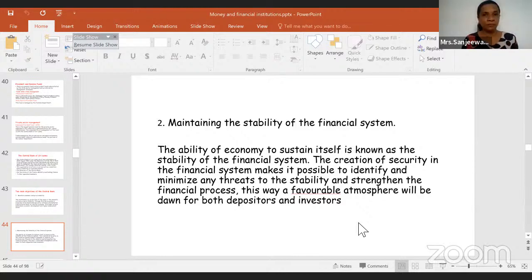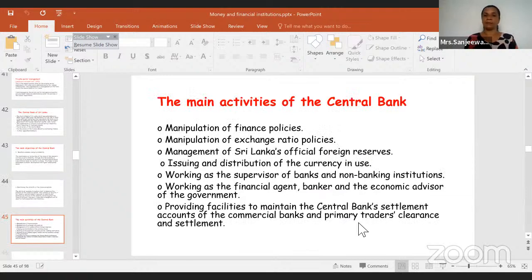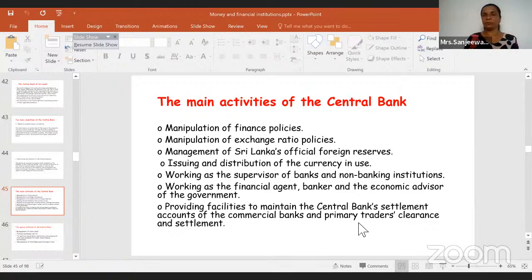Those are the main objectives, and there are also main activities of the Central Bank. Don't mix them: main objectives are separate, activities are separate. What are the activities of the Central Bank? Formulating financial policies and exchange rate policies. They manage Sri Lanka's official foreign reserves. They issue and distribute currency, and work as the supervisor of banks and non-banking institutions. They work as the financial agent, banker and economic advisor to the government, and provide facilities to maintain central bank settlement accounts of the commercial banks and primary dealers, as well as clearance and settlements.